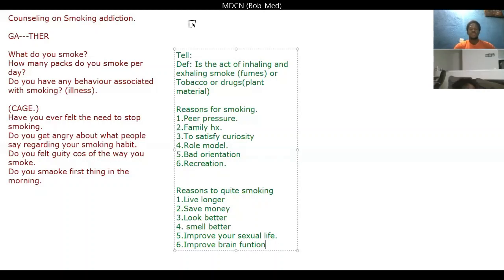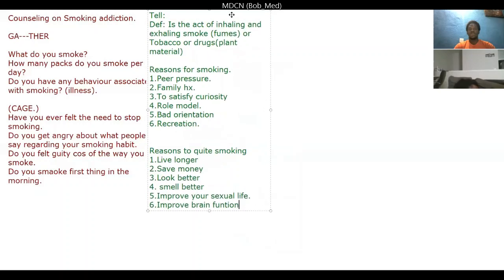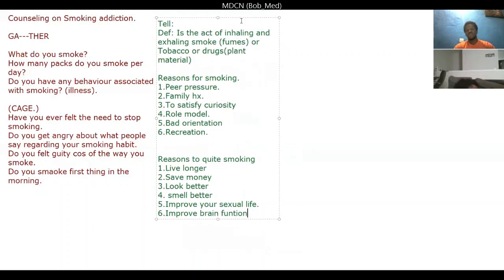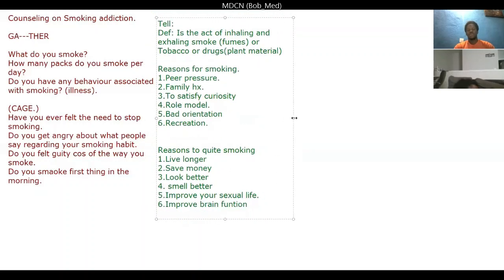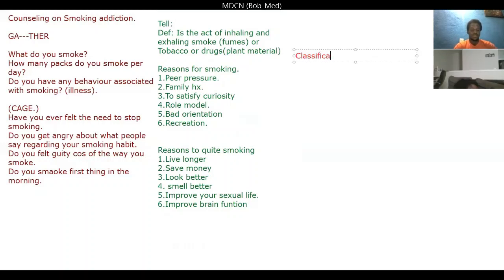After explaining this, you need to talk to the patient about the types of smokers. There are different types of smokers. Doctor, you remember now. We have the active smokers and we have the passive smokers. So you want to talk about the classifications of smokers.